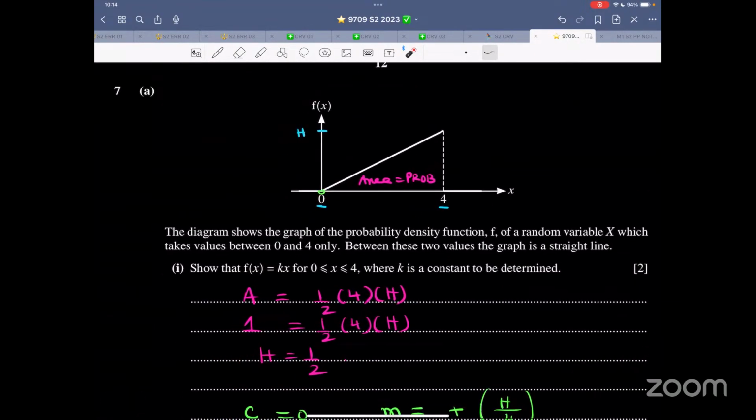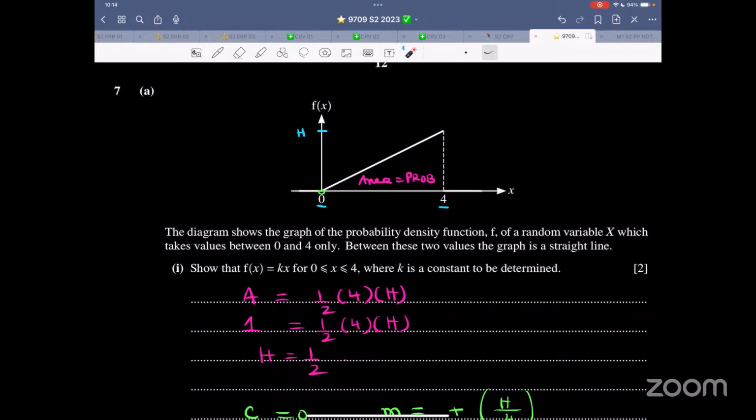Now it's time for CRV. A lot of people who have weak basics in pure math 1 or pure math 3 are afraid of CRV. Otherwise, this is a very basic chapter. Yes, sometimes it depends upon the genius level of the examiner, how they are able to create such a question.